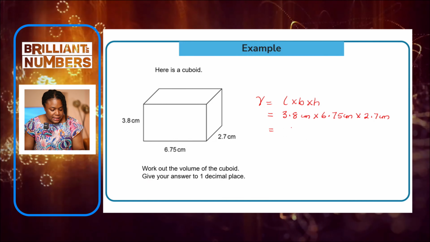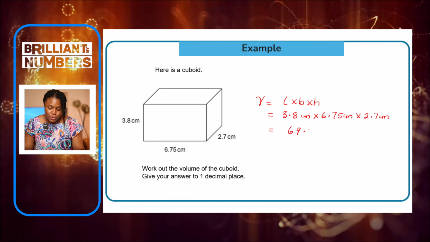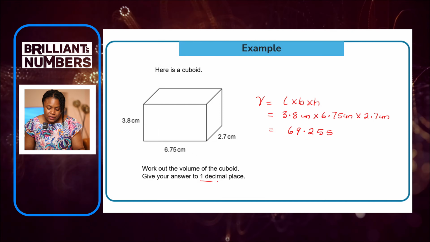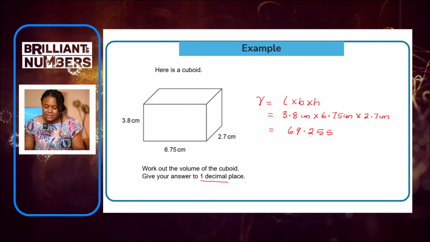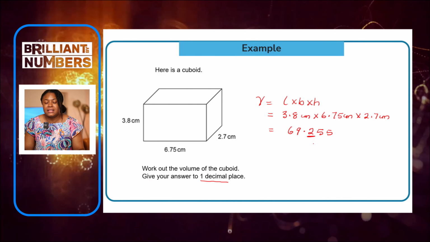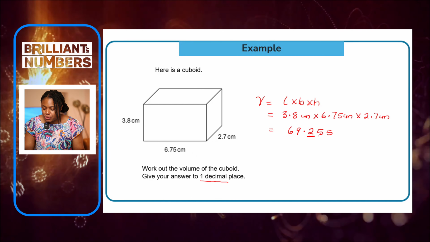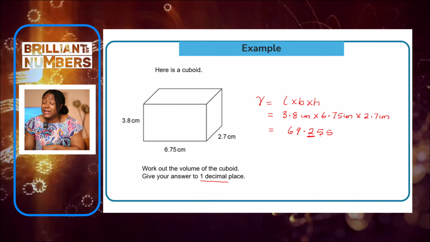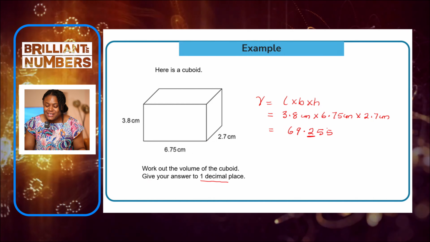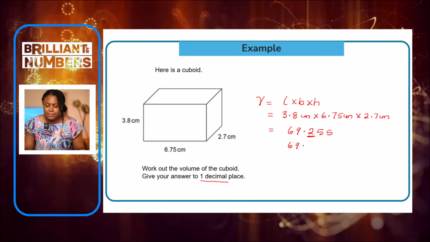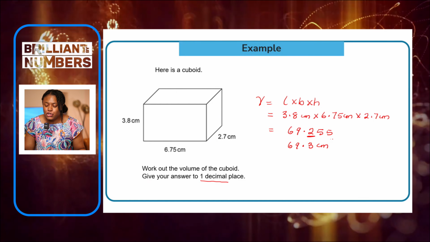So the answer is 69.255, but we were told to give it to 1 decimal place. So again, 2 is in the decimal place that we desire. We now need to check the digit behind, which is 5. So by now we know we need to round up. So this will increase by 1. So it's 69.3 centimeters cubed. Remember, volume is measured in cubic units.